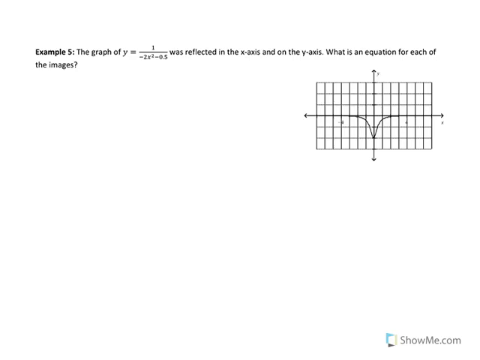Okay, the graph of y equals 1 over negative 2x squared subtract 0.5 was reflected in the x-axis and in the y-axis. What is an equation for each of these images? Okay, so we're going to do it twice. We're going to do it once where we're reflected on the x-axis and once where we're reflected on the y-axis. So let's reflect it on the y-axis first.